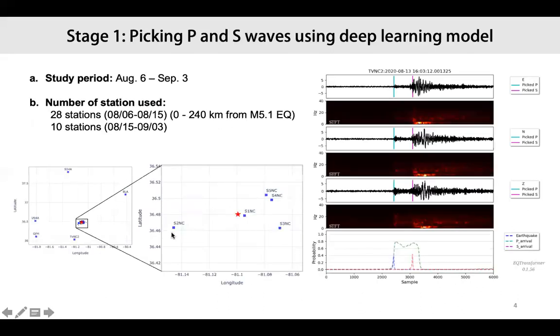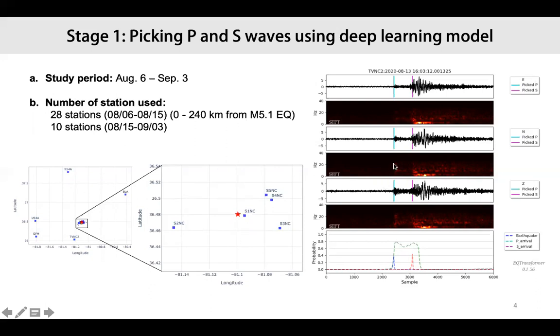Let's take a look at some examples for each stage. In the first stage, we use the deep learning model to pick P and S waves from continuous waveforms. The study period is roughly a month from August 6th to September 3rd. We use 28 stations surrounding the main shock in the first 10 days, and then we switch to a subnetwork of 10 stations near the study area. The locations of the 10 stations are shown below.